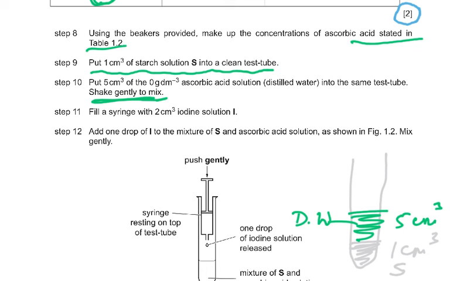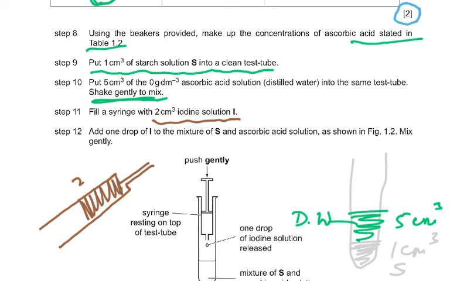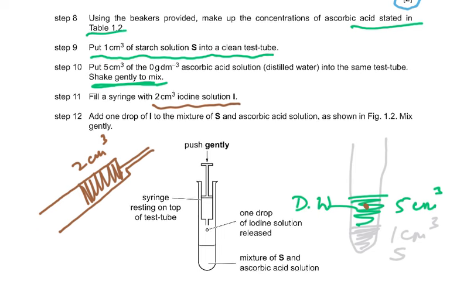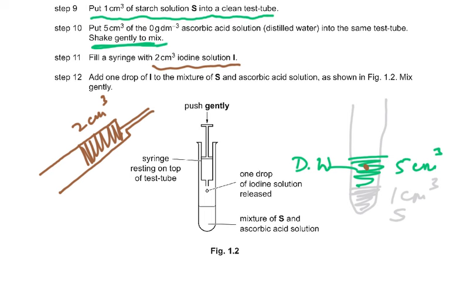Fill a syringe with 2 centimeter of iodine solution. And then you added iodine to it. You took a syringe and you filled it with 2 centimeter of iodine solution in it. And you added 1 drop to the mixture of S and ascorbic acid solution. Push gently, syringe resting on top of the test tube, 1 drop of iodine solution, release into the mixture of S and ascorbic acid solution.